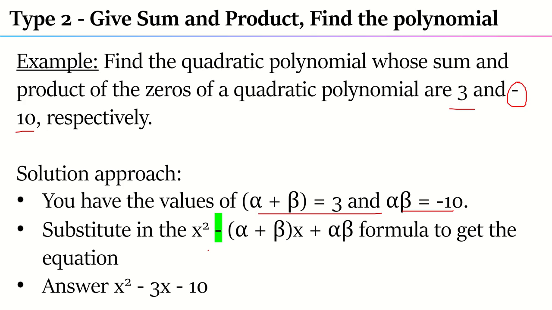In our earlier videos, we saw the formula for a quadratic equation: x square minus open brackets alpha plus beta, that is the sum of the zeros, into x plus the product of zeros in the place of the constant. So it's just a substitution. You need to be careful of the negative and positive signs. Here you already have a negative, so it will become x square minus 3x. This 3 comes here, minus 3x. Then this minus 10 comes over here. So x square minus 3x minus 10. It's very straightforward. You just need to substitute the values.